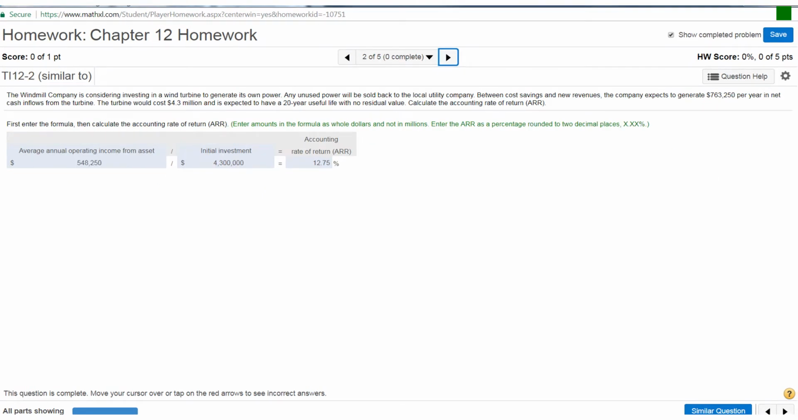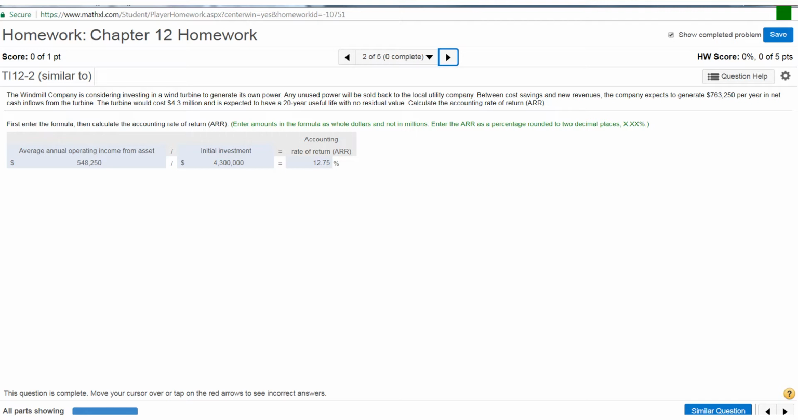All right, so this is chapter 12 homework problem number 2. This is going to be pretty much the same type of problem, but this is going to be the accounting rate of return, known as ARR. So again, we've got the windmill company is considering investing in a wind turbine to generate its own power. It says any unused power will be sold back to the local utility company. Between cost savings and new revenues, here's the numbers.